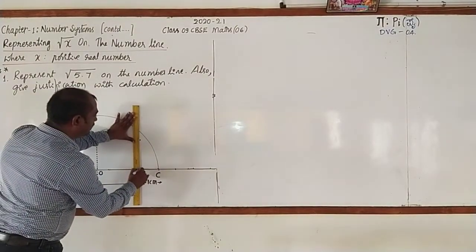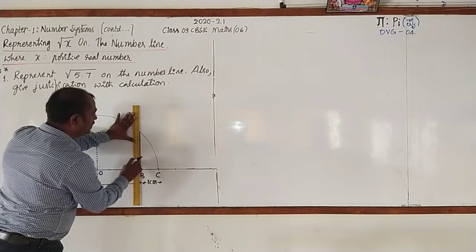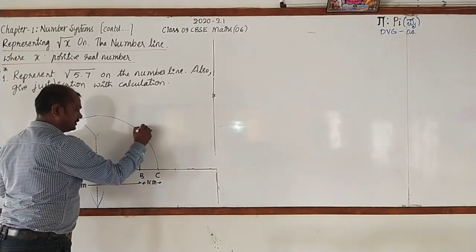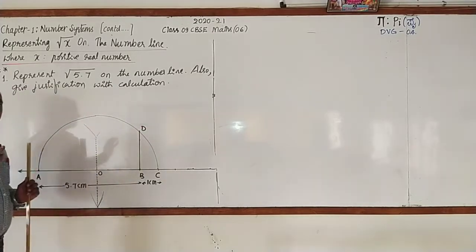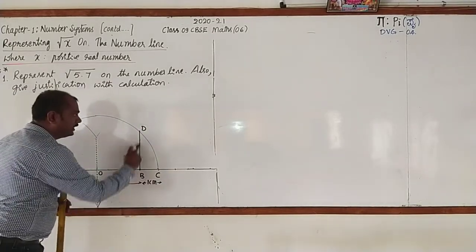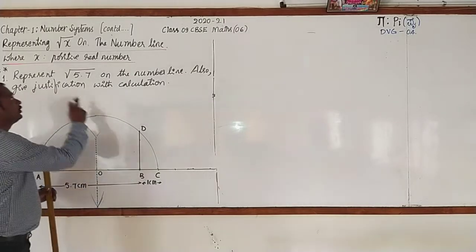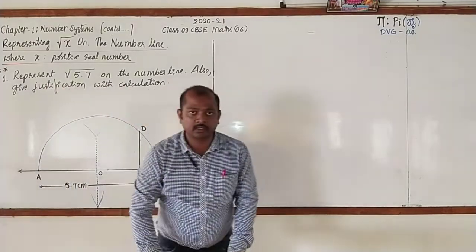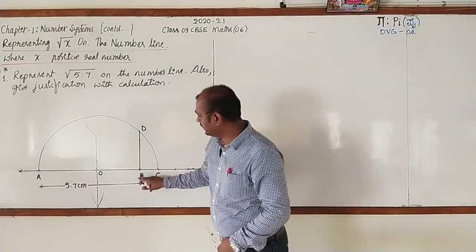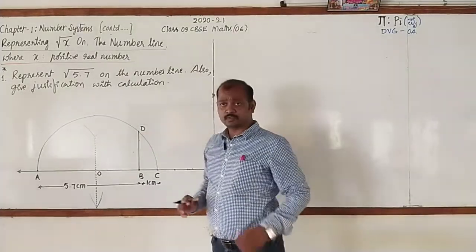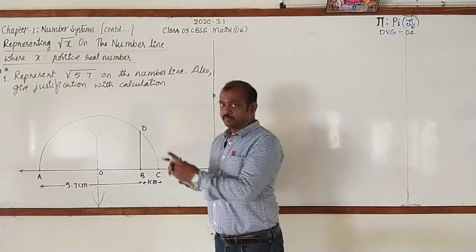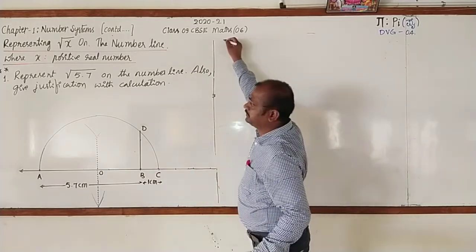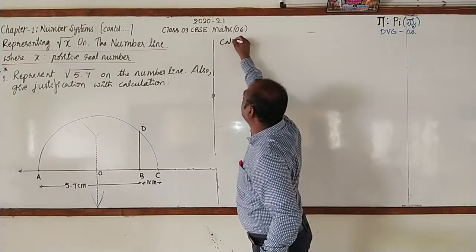From point B, draw a perpendicular. It intersects the arc at point D. Understood? And we call the length of BD as square root of 5.7. Then you all may be thinking that how this is possible to say length of BD is square root of 5.7. First I go for calculation, then we will continue this one. Here I will write in calculation part.